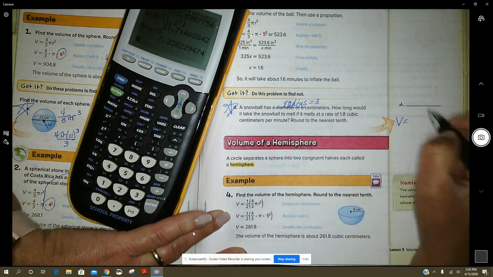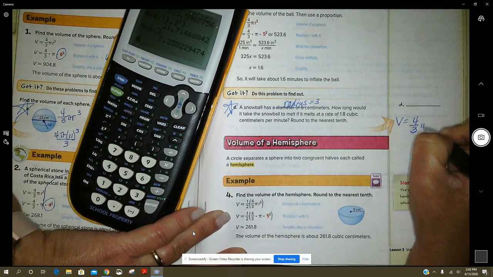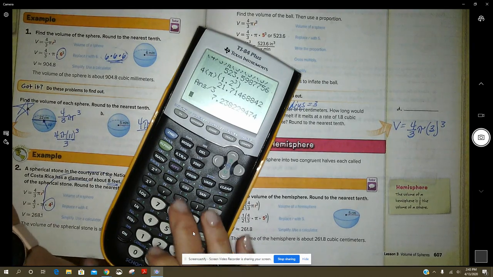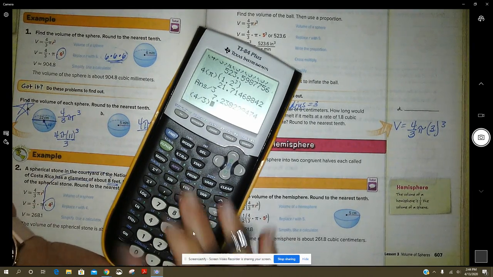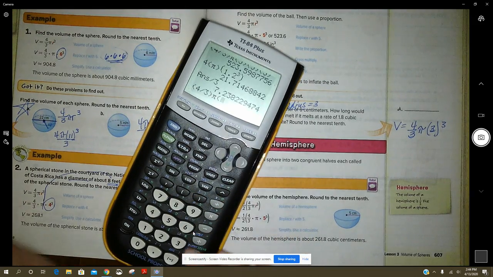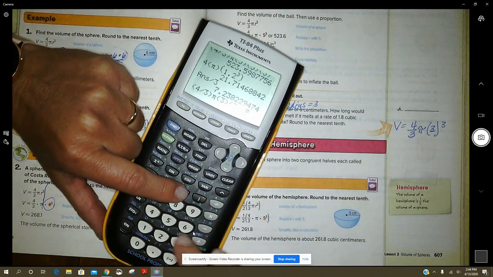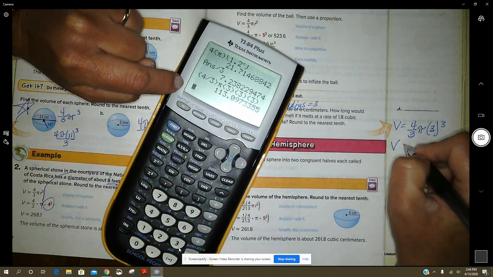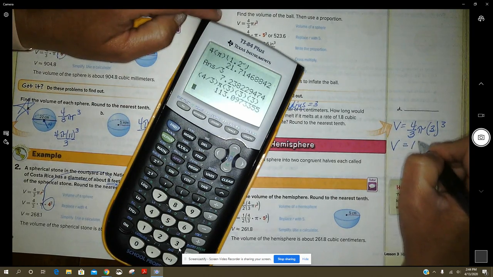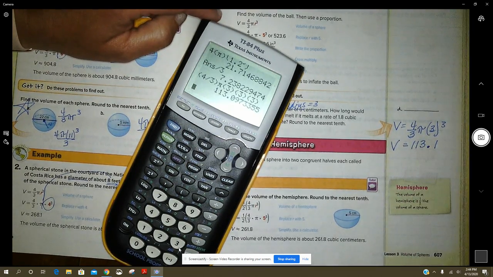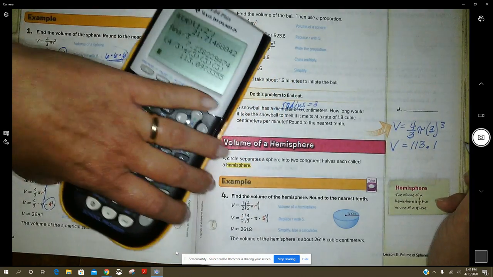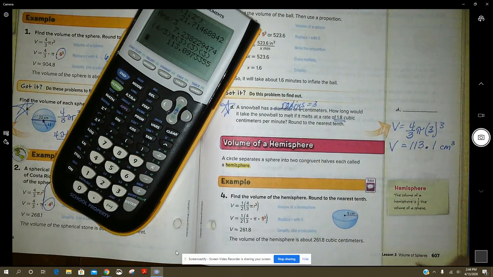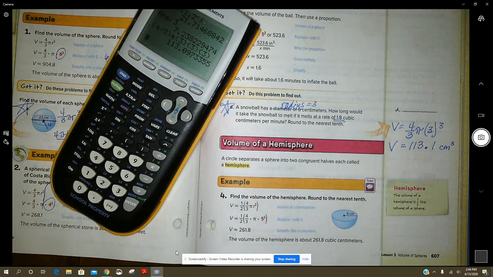All right, let's go find the volume. So I need a 4/3, a pi, and then a 3 cubed. And let's go get that typed in. So hopefully I've shown you a couple of different ways that you can type all of these things in, and you know what you are more comfortable with actually doing. Okay, so the volume of this snowball is 113.1 cubic centimeters.